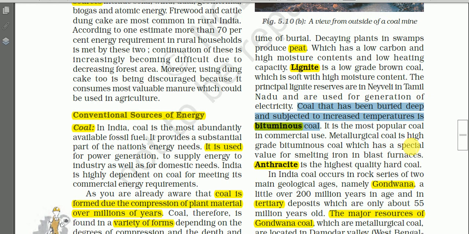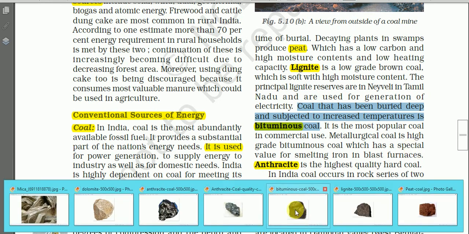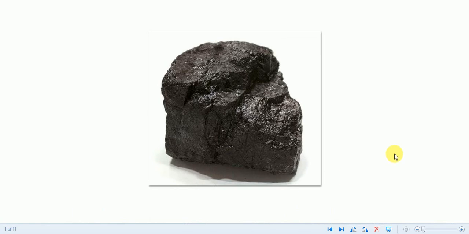It gives a short blue flame. So here is the picture of this bituminous. So this is the bituminous coal. The color is black but dull.